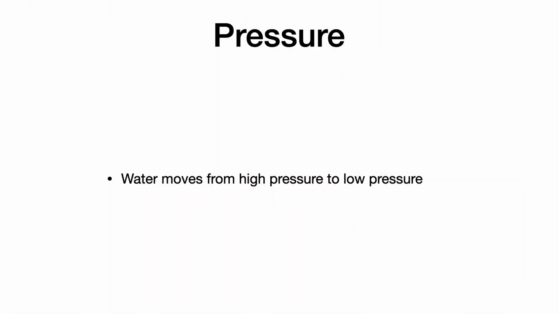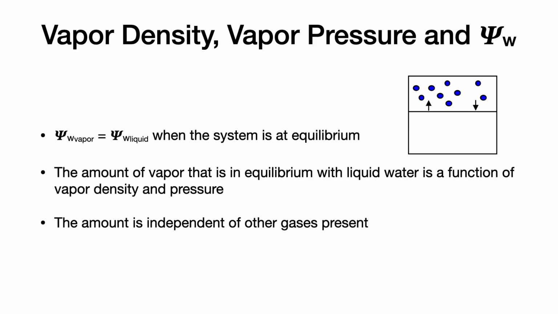What about pressure? Yes, pressure affects water as well, and we'll see that water moves from high pressure to low pressure. We can use these properties to understand how we might measure the water potential. And so this is linked to vapor density and vapor pressure, which help us to define a water potential. If the water potential of a vapor is equal to the water potential of the liquid, then we say that the system is at equilibrium.